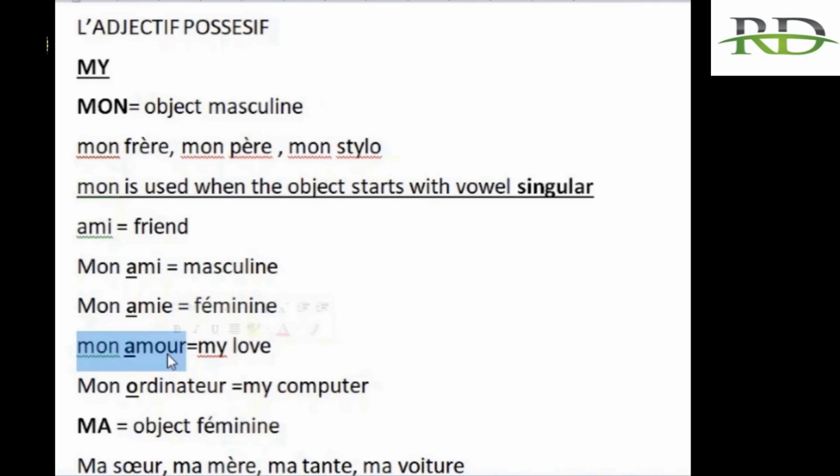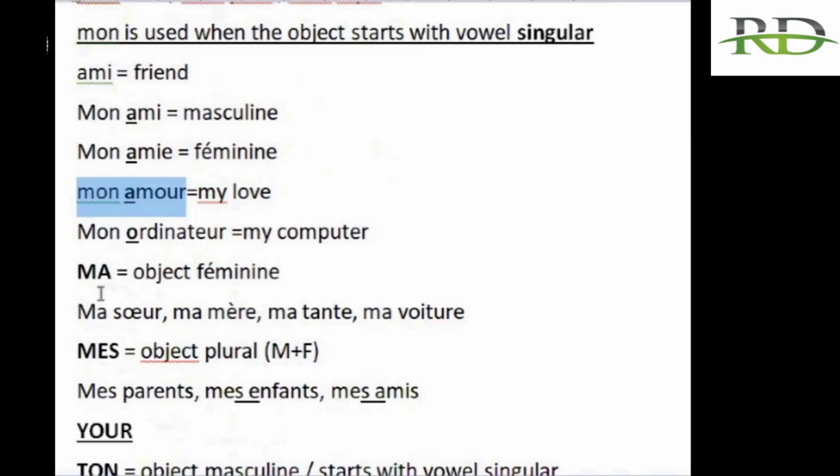Okay, for all the things which are feminine, you're going to use ma. Ma sœur, that means my sister, meri behan. Ma mère, meri ammi. Ma tante, meri auntie. Ma voiture, meri gadi, my car. Coincidentally, car is also feminine in Urdu as well.